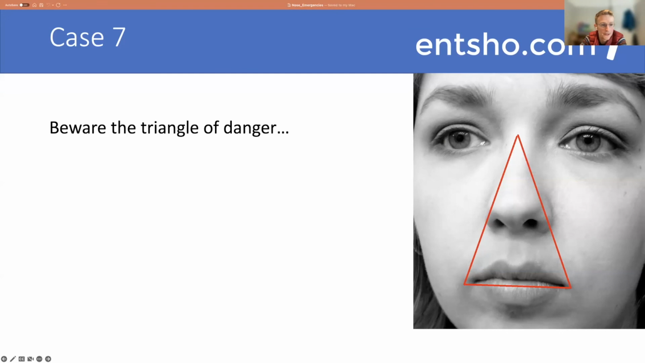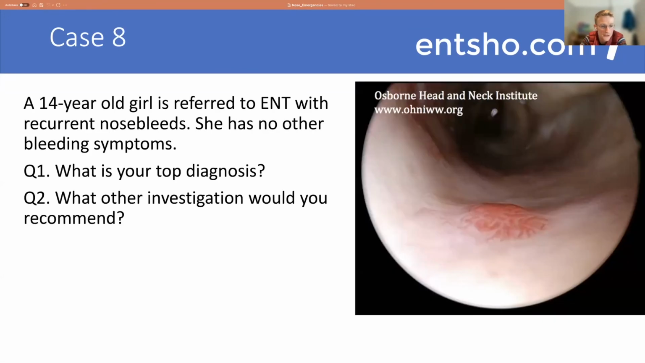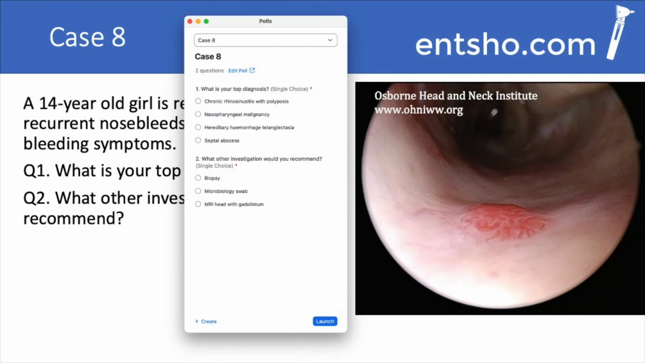And then the final question. So I had a 14-year-old girl referred to ENT with recurrent nosebleeds. She's got no other bleeding symptoms, normally fit and well. And you've had a look in the nose, and this is what you can see. I'm going to share the results.